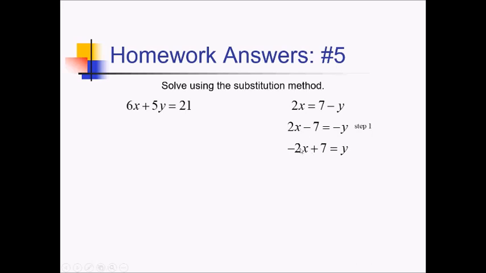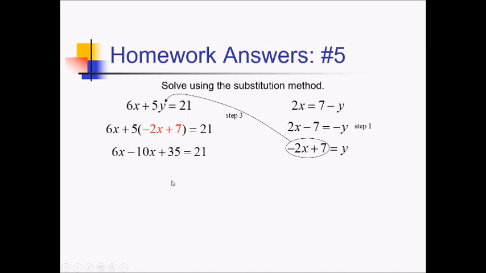So at this point, I'm going to replace the y over in the first equation with that negative 2x plus 7 expression. So I'm going to write 6x plus 5, and now I need a parentheses, negative 2x plus 7. All of that equals 21. Distributing now, we've got 6x minus 10x plus 35 equals 21. Combining like terms, that's going to be negative 4x plus 35 equals 21. And then I can subtract that 35 to the other side. So that's going to give me negative 14.